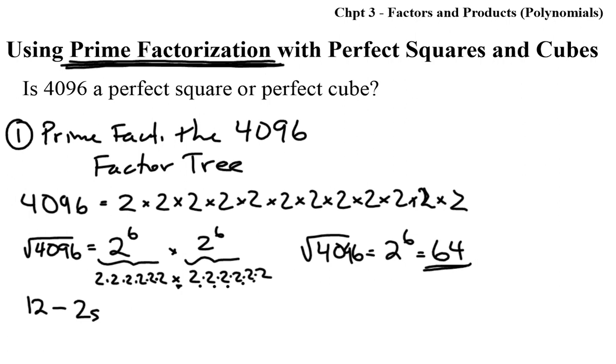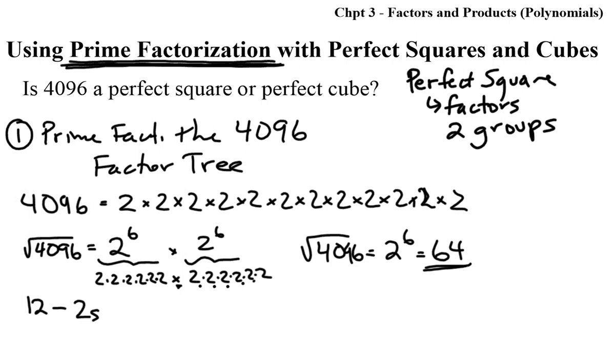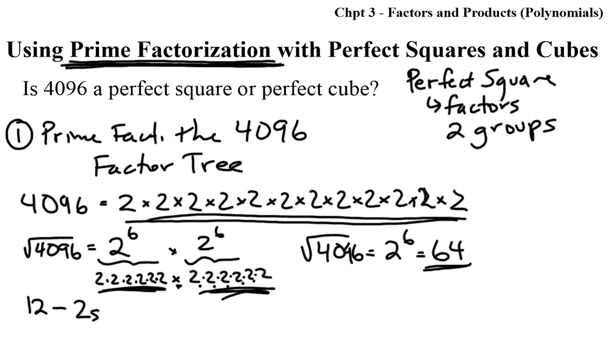So the square root of 4,096 is 64, because it's a perfect square. A perfect square can have the factors split into 2 groups. That's the key. If you can take all of your 2's, all of your factors, and split it evenly into 2 groups, there's the factored form, which gives you your square root value. So that's how you can square root.